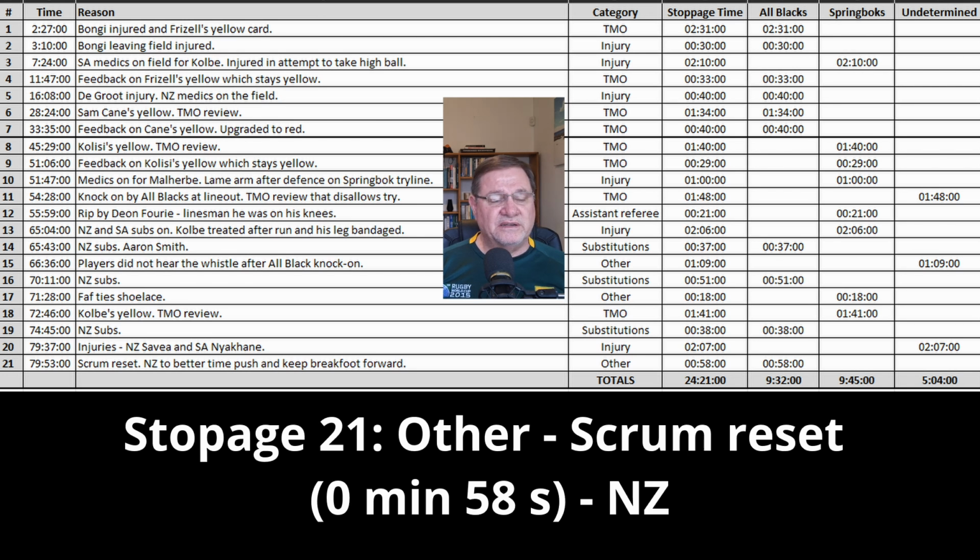And then in the 79th minute and 50 seconds, there was a stoppage because of a scrum reset. Wayne Barnes indicated that New Zealand need to better time their push and keep their back foot forward. The total stoppage time to reset that scrum before the clock started running was 58 seconds, and I allocated the total 58 seconds to the All Blacks, given that they caused the scrum to have to be reset.